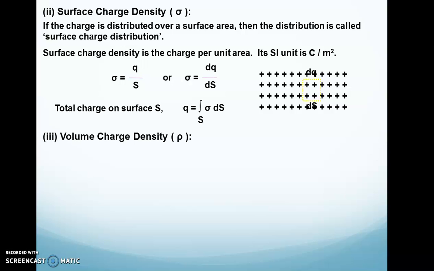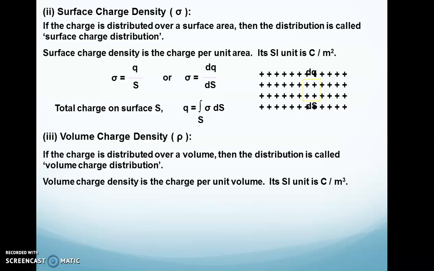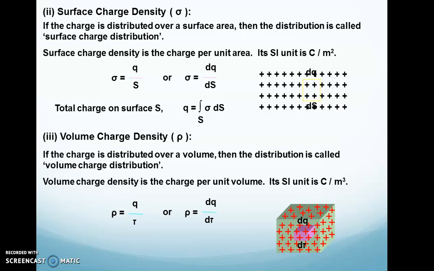In 3D objects, the charge is distributed in the entire volume of the object, so it is called volume charge distribution, and its charge density should be Q by volume or dq by dv. dv is a small volume, and dq is the charge in that volume. Its unit should be Coulomb per meter cube, right? So these are the three charge densities: line charge density, surface charge density, and volume charge density, right?